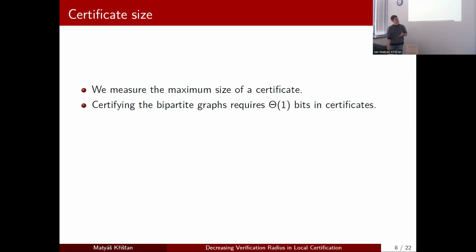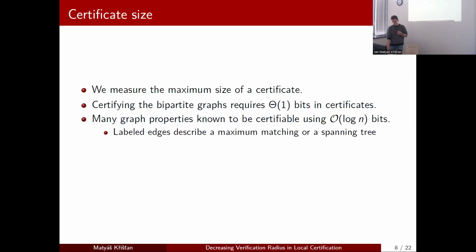Some properties do not need any certificates. Bipartite graphs, as we have seen, need constantly many bits. And many properties can be certified by log n bits. That's a sort of complexity class. We also know that many properties have a lower bound of log n, so it's the exact asymptotic amount. For example, certifying that some edges are a maximum matching or that they are a spanning tree. So we have this sort of complexity landscape in this setting.